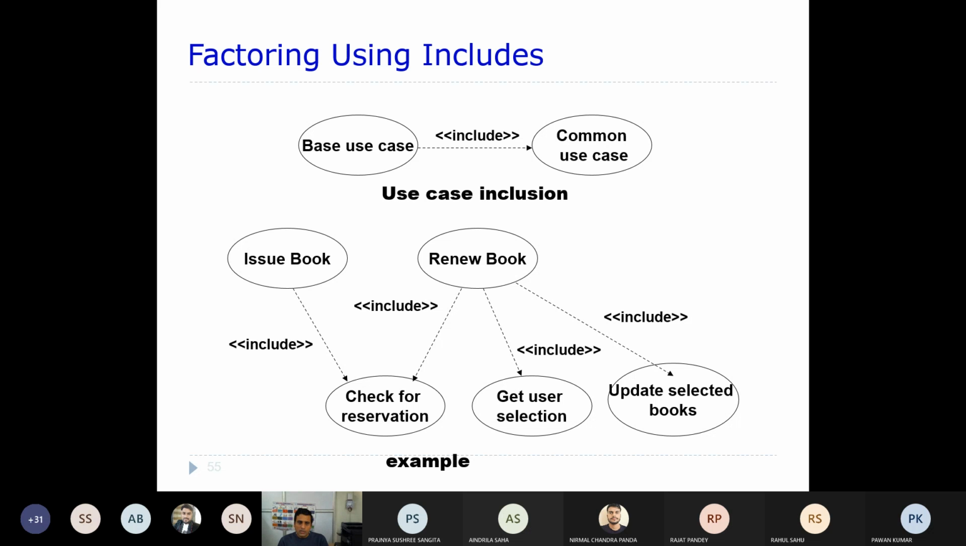Now this renew book also uses check for reservation. Similarly, it also uses get user selection, or update selected books. Once you have renewed a book, you need to update that particular book, so if it is renewed, it should be updated in the library's set of books. So this is the way that you can always include a certain number of use cases.